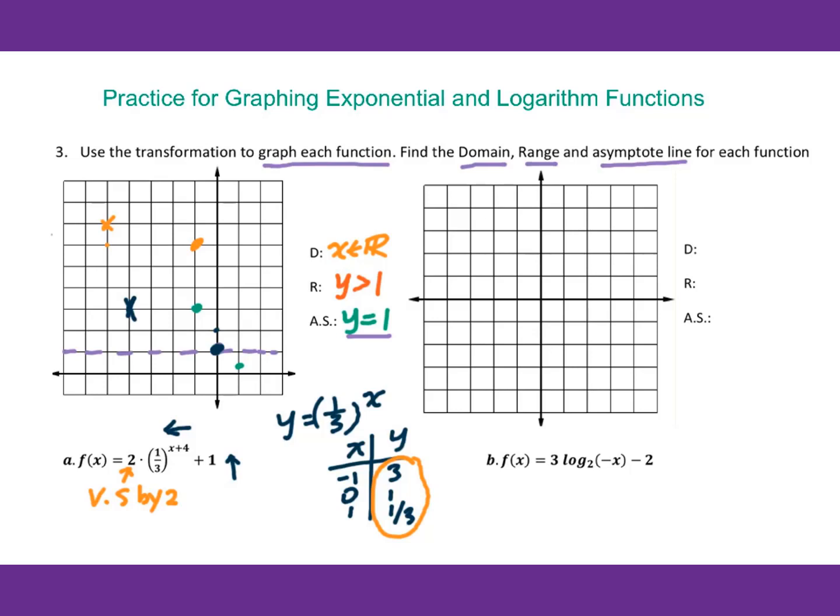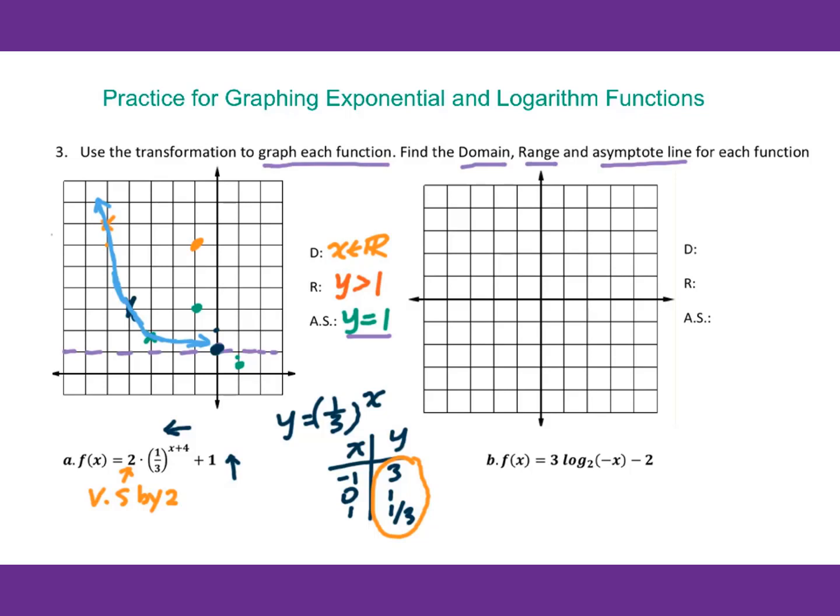Now let's go to this point. 1 over 3 times 2 is 2 over 3. Then I go to the left 4: 1, 2, 3, 4. Up 1 is here. Then you connect these 3 points. This will be the graph.